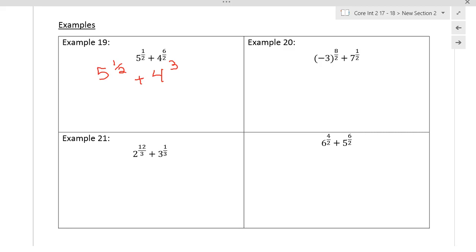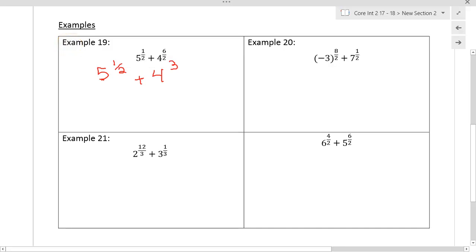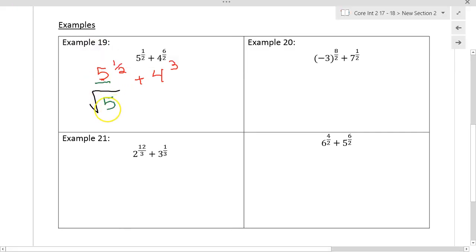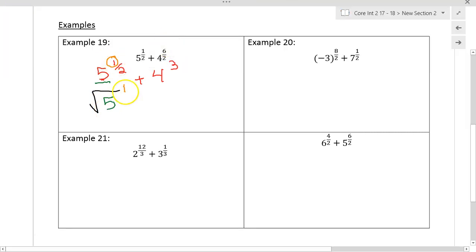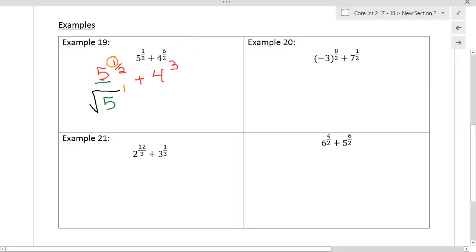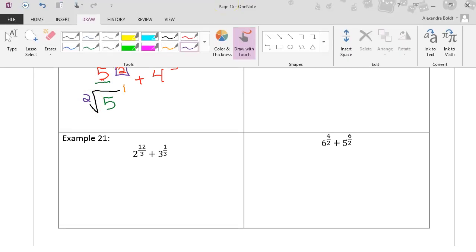Our second step is switching this into our radical form. This is going back to target B. So, a radical form. We need a radical. What is my base? My base is 5. Remember, my exponent then becomes this 1, and my root is the 2. So that's anything that has a fraction exponent.